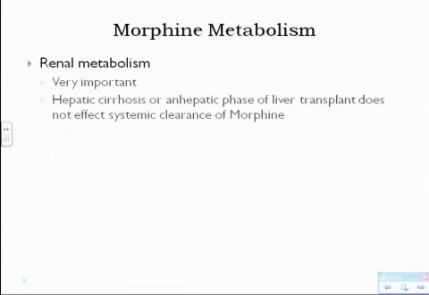Renal effects are very important in the sense that the kidneys metabolize medications tremendously. They're so important that a patient who's getting a liver transplant and has the liver removed is in what's called the anhepatic phase. Anhepatic means without liver. That's when they actually take the liver out.